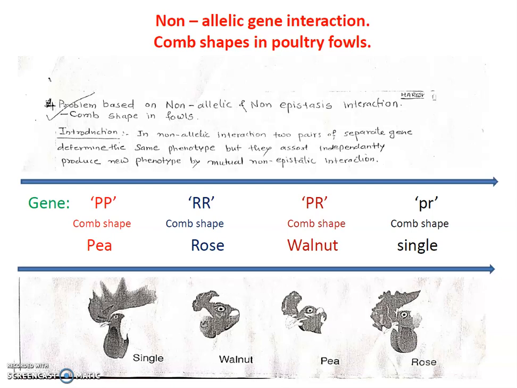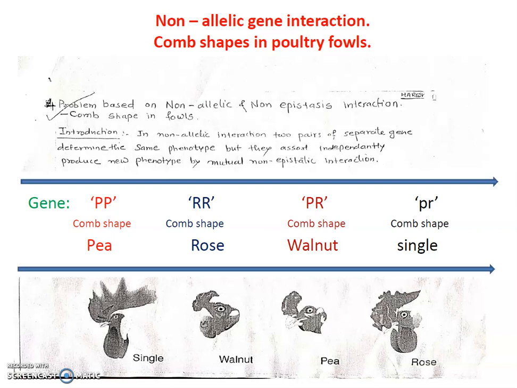In this video, I am going to explain non-allelic gene interaction, using comb shapes in poultry farm. Allelic interaction and non-allelic interaction are the two types of interactions. I have explained the difference between non-allelic and allelic types of gene interaction in a previous video.